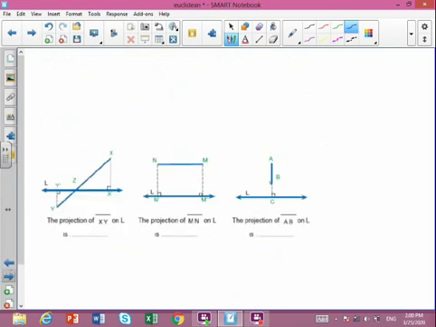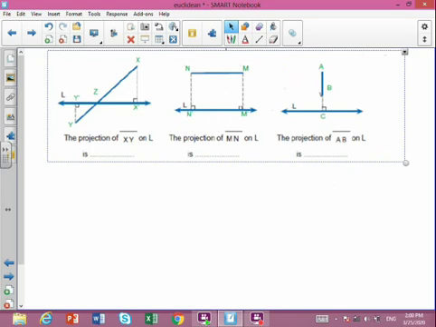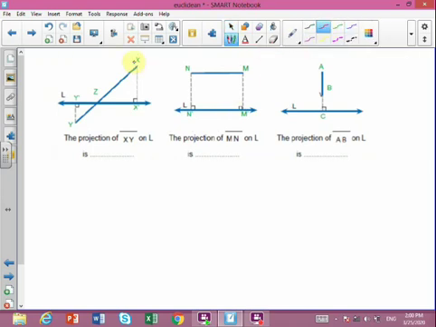What about another, complete the practice here. I want the projection of, for example, XY. Concentrate here. X is up, it's no problem, up or down from the point to the line. From X till you reach the line by a perpendicular segment, it becomes X dash. Where is Y? Y is down. Take it perpendicular to L, it becomes Y dash. So the projection of XY on L is X dash, Y dash.